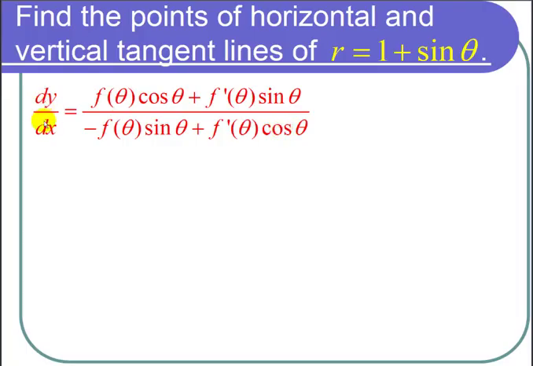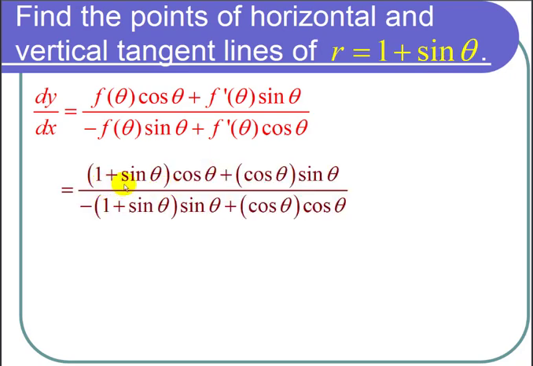So the formula for dy/dx with polar coordinates is f of theta cosine theta plus f prime of theta sine theta, over negative f of theta sine theta plus f prime of theta cosine theta, where f of theta is just the right-hand side, 1 plus sine of theta. So I just plug in. I plugged in my 1 plus sine of theta where I saw f of theta, and f prime of theta, the derivative of 1 plus sine of theta, is cosine theta. So I plugged in cosine theta for f prime of theta.